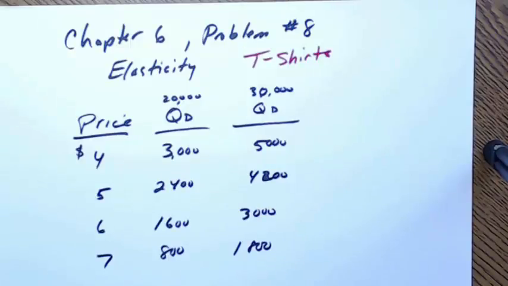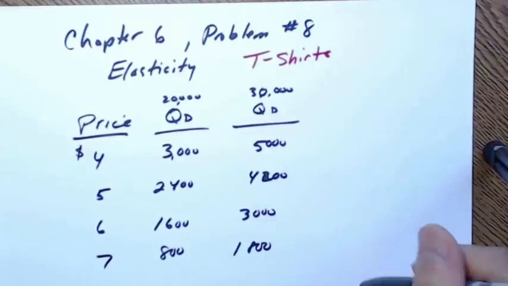This is Chapter 6, Problem Number 8, Elasticity. It covers the T-shirt problem in our textbook. It's quite an interesting problem. It has a lot of little things going on in it. And so here's the table that's in the text, which I reproduced. So let's look at it.